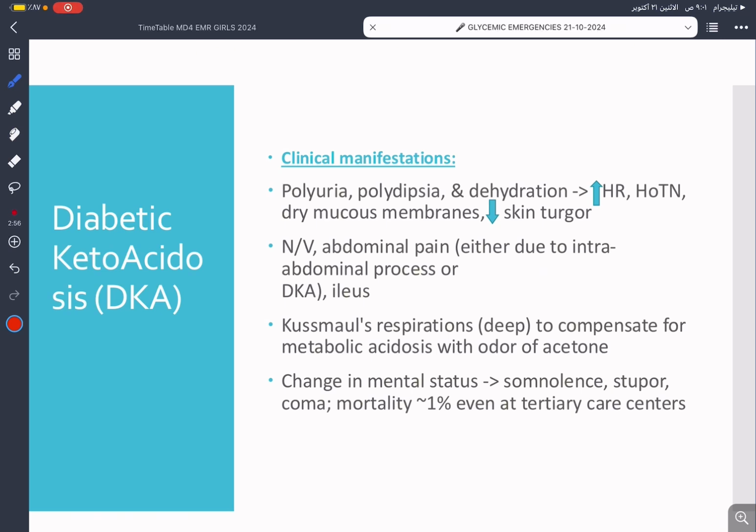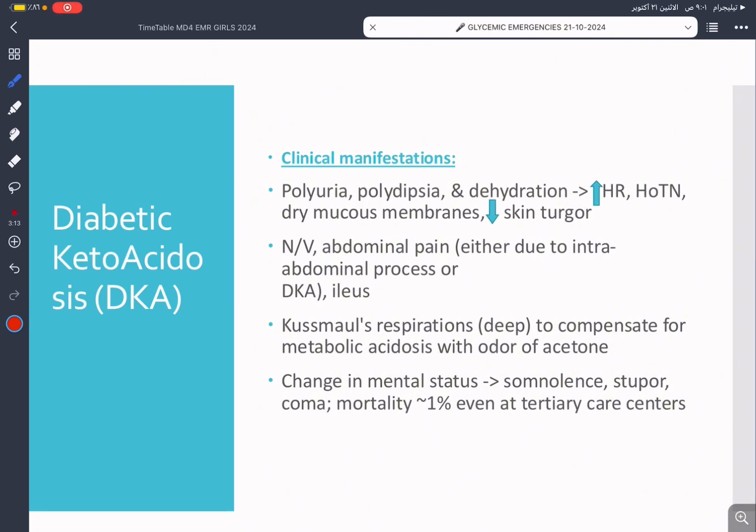We might see other signs or symptoms of the precipitant cause of DKA. If it is, for example, pancreatitis, he will present with abdominal pain. Cholecystitis might present with abdominal pain. MI, he might present with chest pain or epigastric pain, nausea, vomiting, diaphoresis.